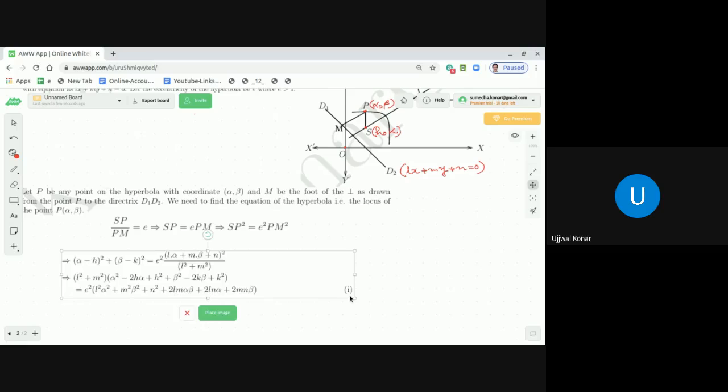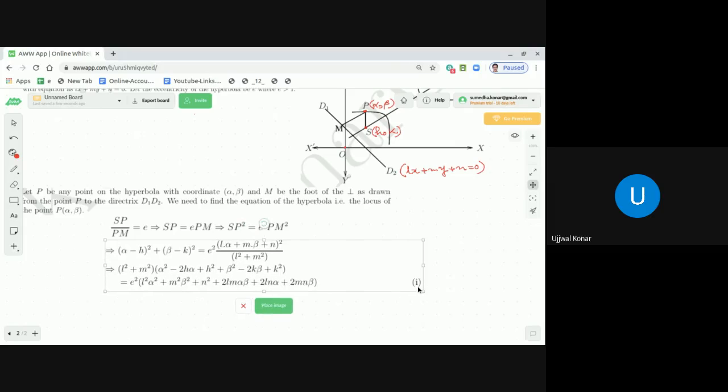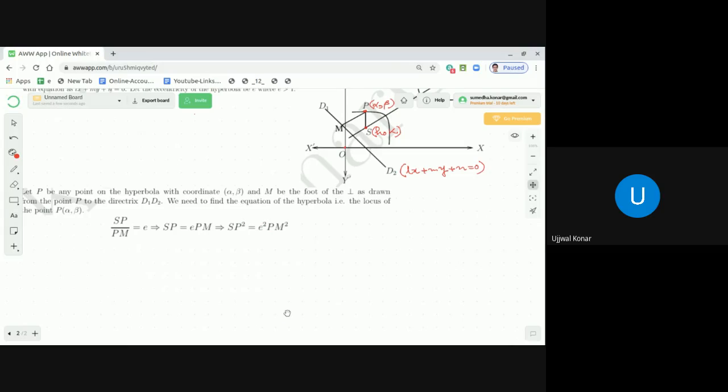PM is the perpendicular distance from the point alpha comma beta to the line lx plus my plus n equal to 0. That we know is nothing but l alpha plus m beta plus n divided by the square root of l square plus m square. Now as we square the entire thing, we get l alpha plus m beta plus n whole square divided by l square plus m square. Correct, dear students? Now, after a cross multiplication, we get this in equation 1.